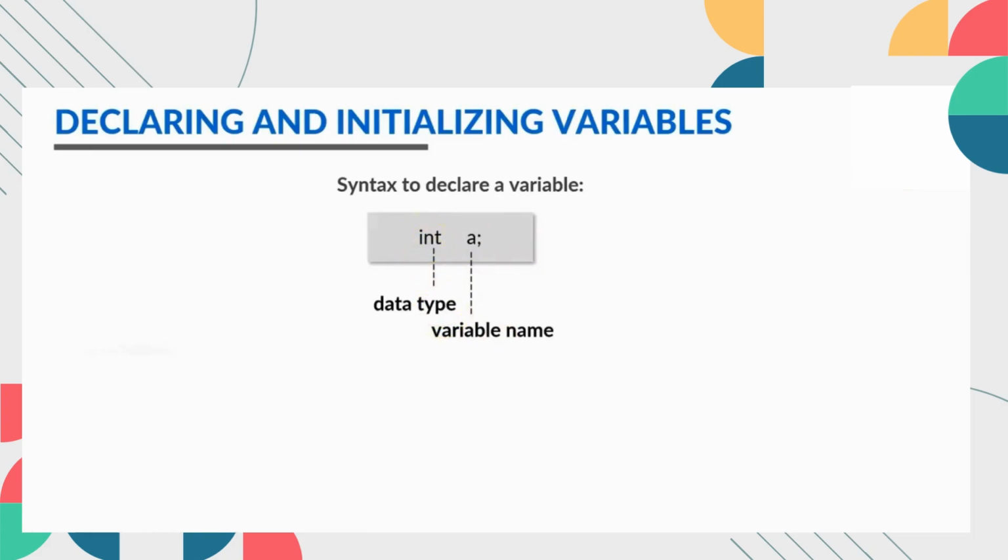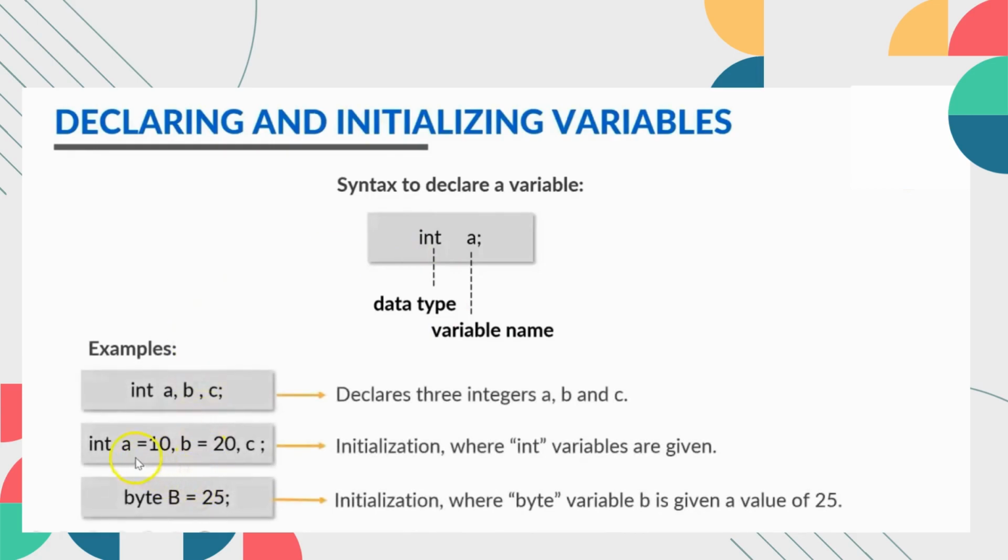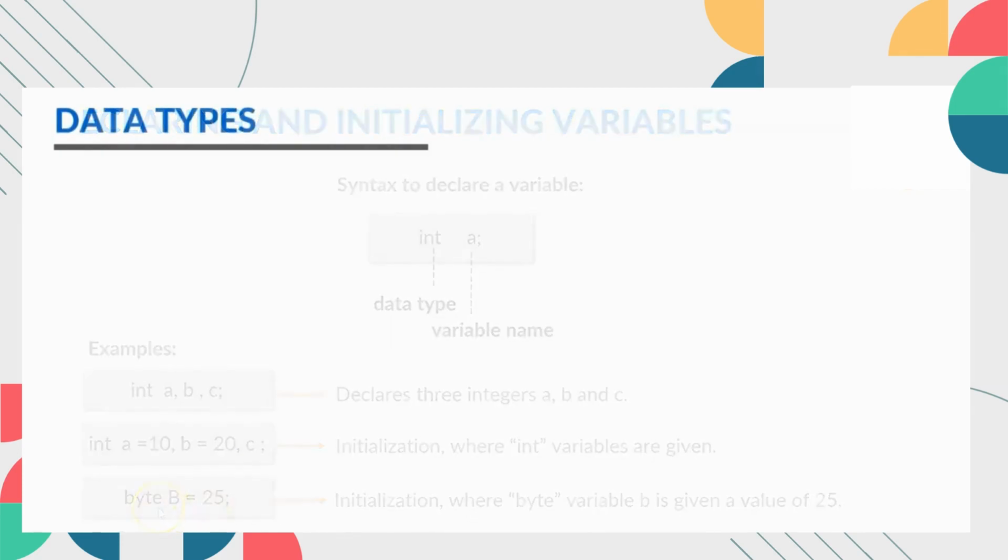Or you can just declare the variables and assign the values later, or you can do the initialization, meaning at the time of declaring the variable you can also assign the value. This statement is known as initialization of a variable. Further, we have data types. As the name suggests, a data type specifies the type of the data that can be stored inside the variables in Java.